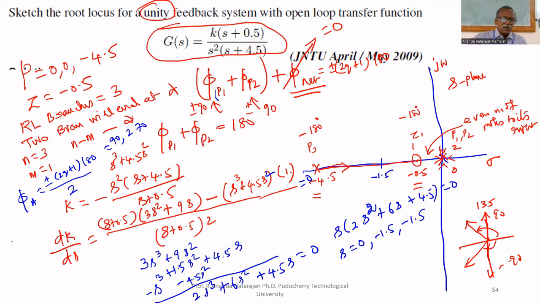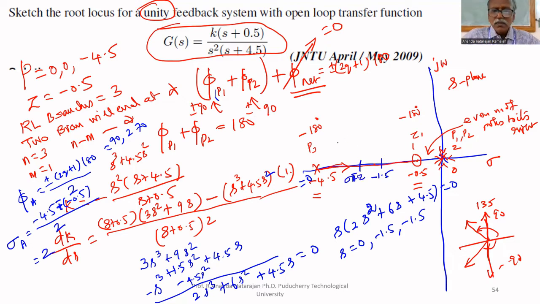What is sigma A? Sigma A equal to sum of poles, minus 4.5 minus 4.5 plus 0.5 plus 0.5, minus the zero, divided by n minus m: real parts of poles minus real parts of zeros. Therefore, 4 by 2 equal to 2. Therefore, sigma A equal to minus 2.